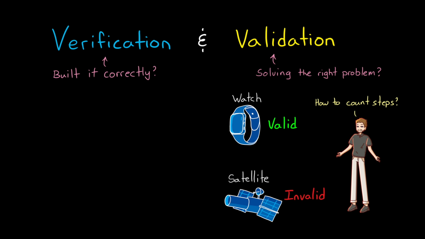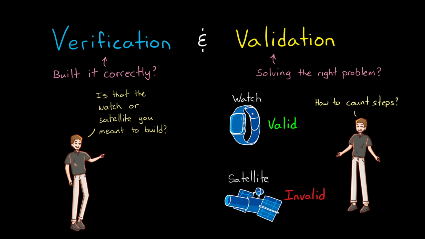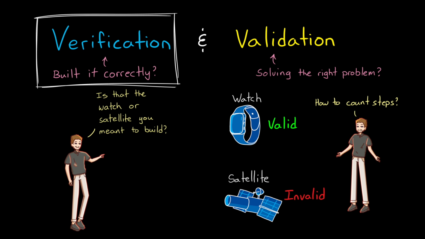Now, verification, on the other hand, is about whether you built the thing correctly, regardless of whether it's valid or not. We have to verify that we built exactly what we wanted to. Or, in other words, did we successfully implement the step counter in the watch or in the satellite, whichever we choose to go with? Now, both of these are really important, but in this video, we're going to focus on verification. How you actually build confidence that your design does what you think it does.